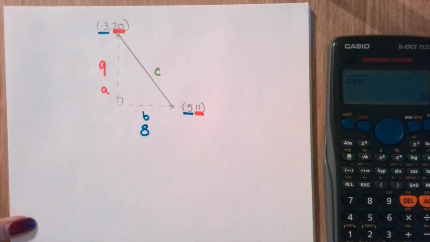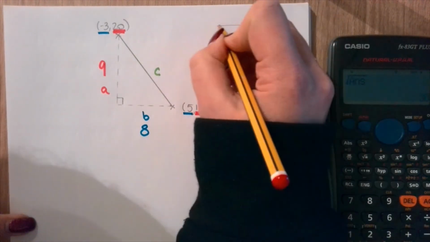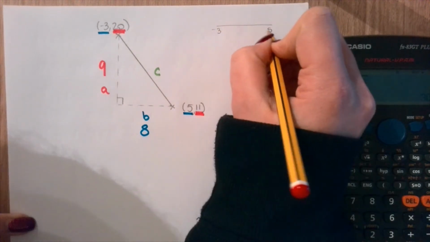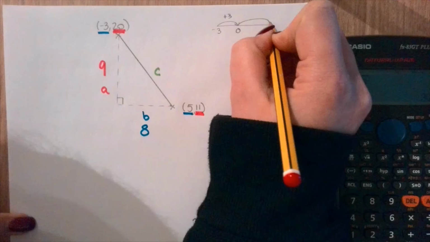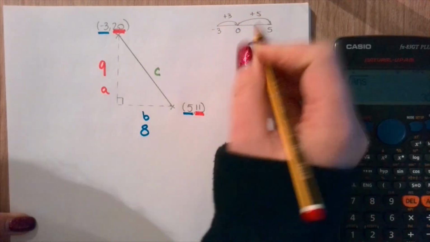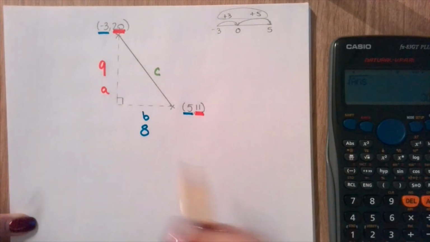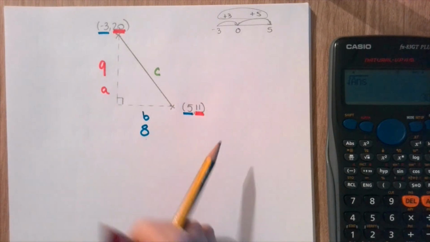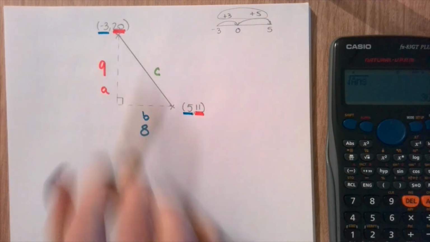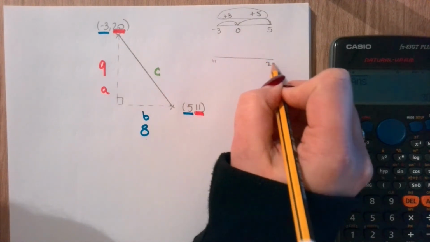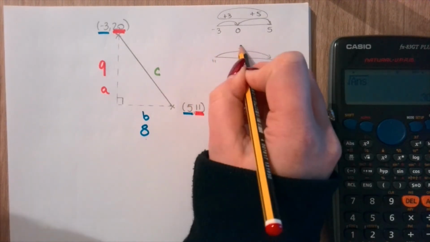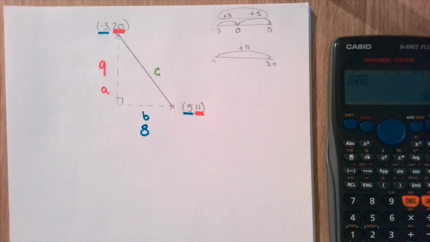You can draw yourself a number line if you're not 100% sure. Minus 3 up to 5. I've added 3 to get to 0, and then I've added 5 to get up to 5. So in total, I have added 8. You could do the same for the 20 and the 11. You can see, right, I started at 11, I need to get up to 20. I can see that I've added 9 to get there.